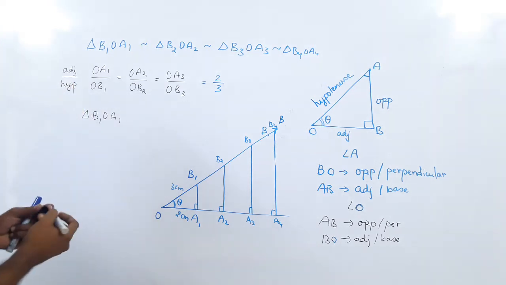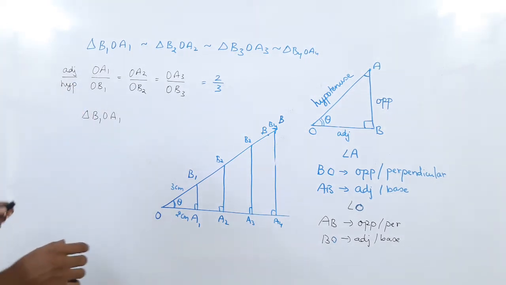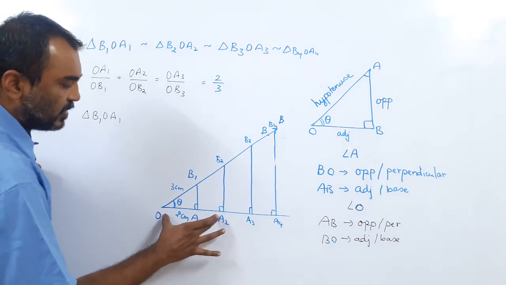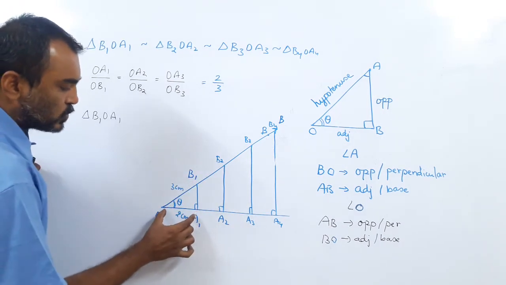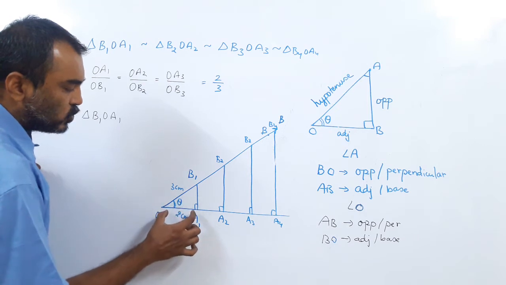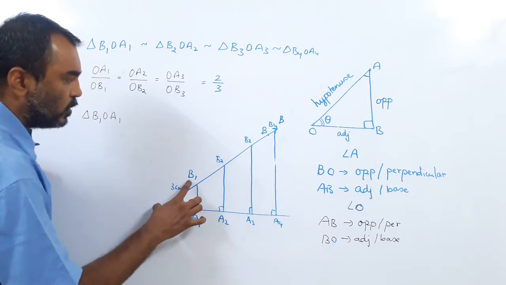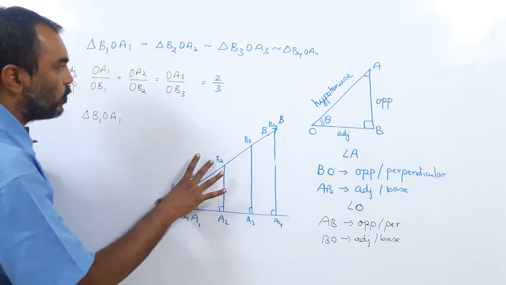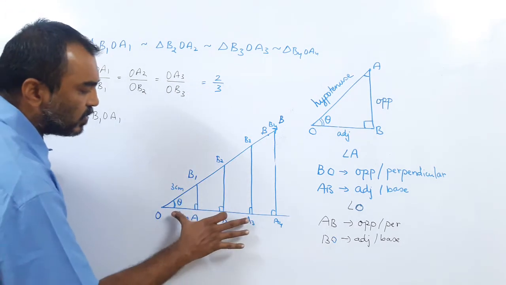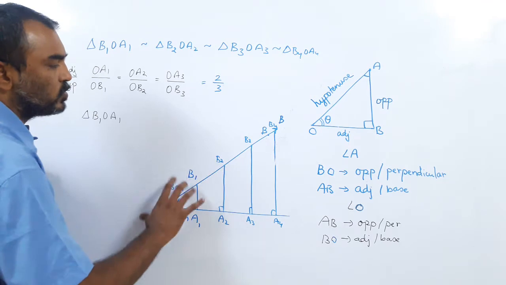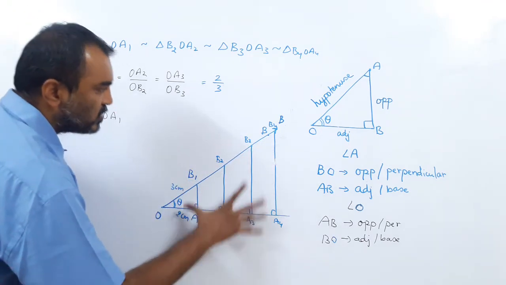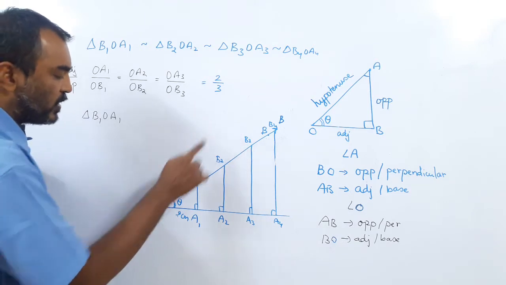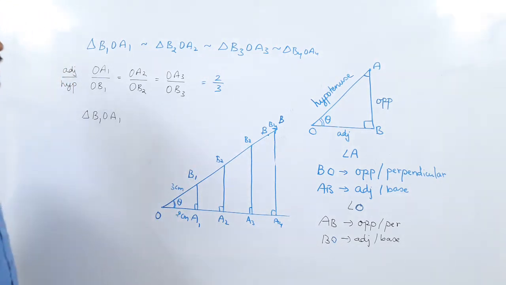I am writing for short, adjacent and hypotenuse. But for the second triangle, the bigger triangle, this is again the adjacent, hypotenuse. So in the small triangle, the ratio of the adjacent and the hypotenuse, and in the bigger triangle, the ratio of the adjacent and the hypotenuse, and in the third triangle, the ratio of the adjacent and the hypotenuse, and the fourth triangle, the ratio of the adjacent and the hypotenuse remains fixed. Why is it fixed? Because this angle is fixed.